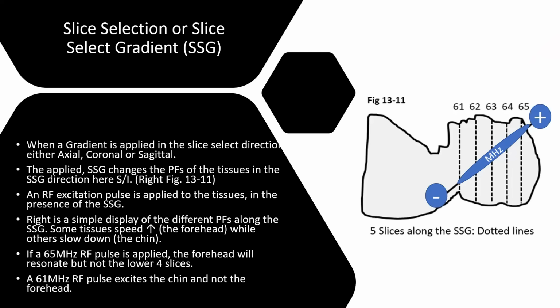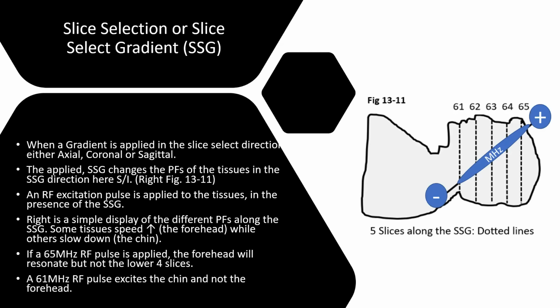So when you turn on the slice select gradient, you are going to change the precessional frequencies of those tissues along that slice select gradient. Okay, so when the gradient's applied in whatever plane you are doing, sagittal, coronal, axial, it doesn't matter, you are going to change that precessional frequency in that direction. An RF pulse is applied to the tissues in the presence of that slice select gradient.